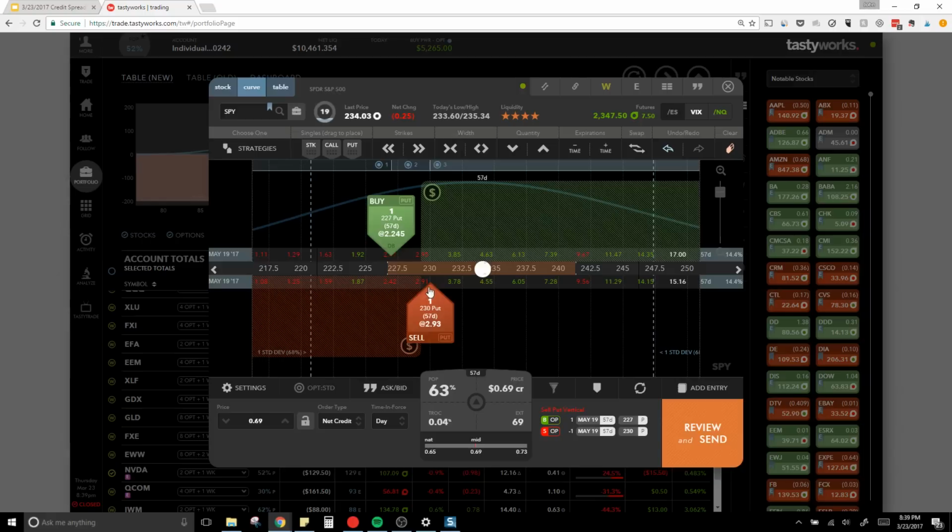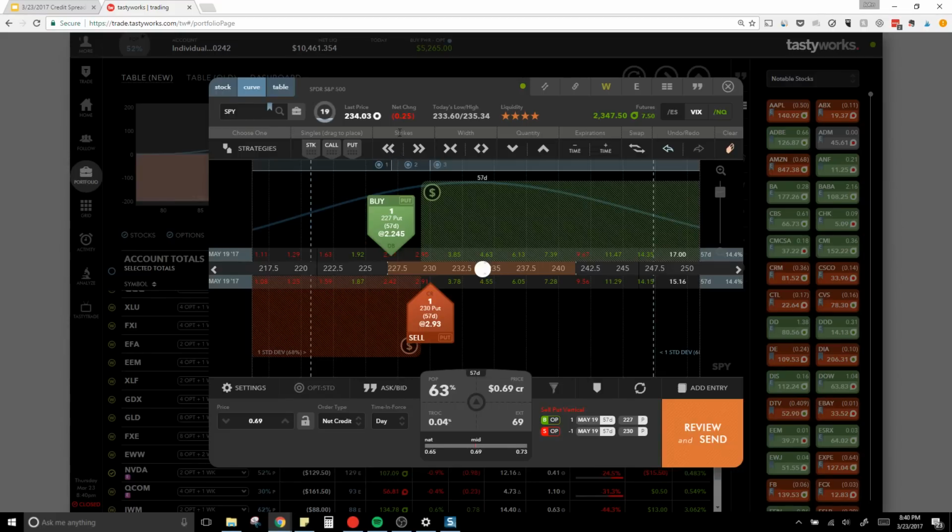So as you're in the TASTYWORKS platform, you can look down here and you get a lot of information in this little box down here. The first one we're going to cover is POP, which is probability of profit. And as you can see, it's at 63% right now. And some people want to be a little bit less risky, and they're going to want to have a higher probability of profit. Well, there's a couple ways you can do this.